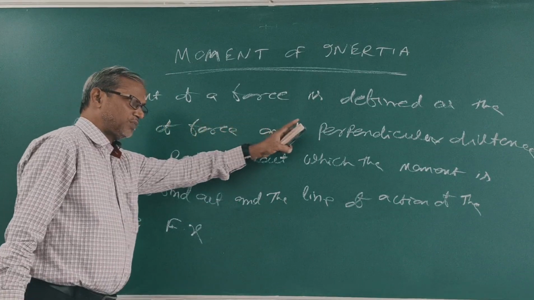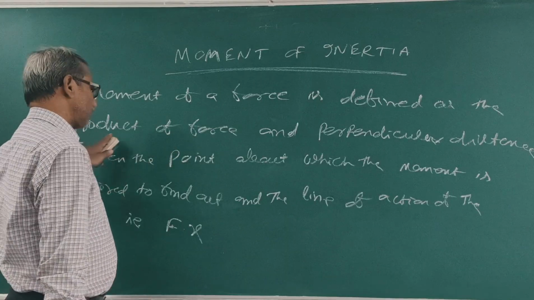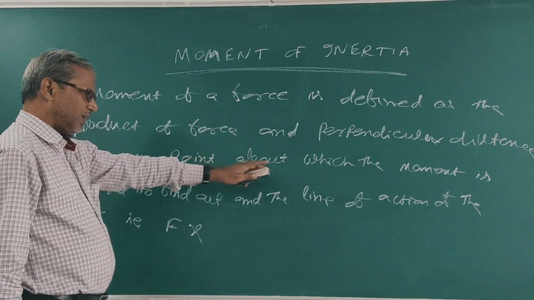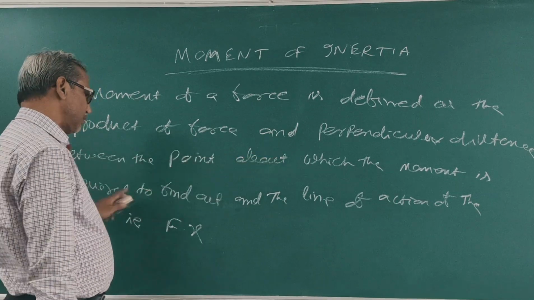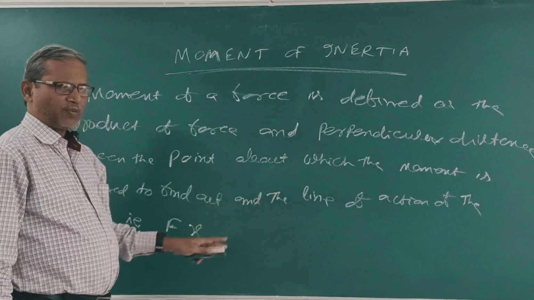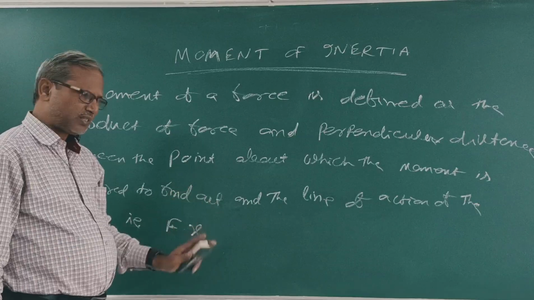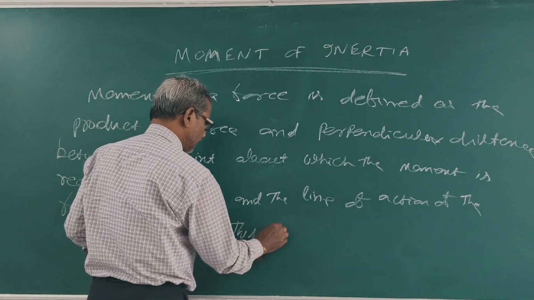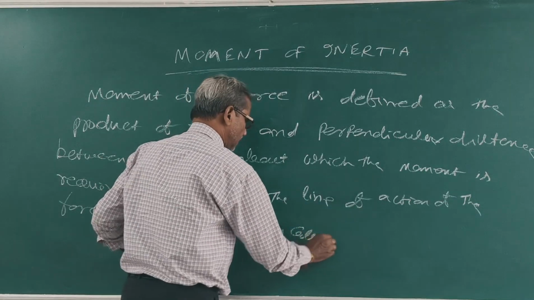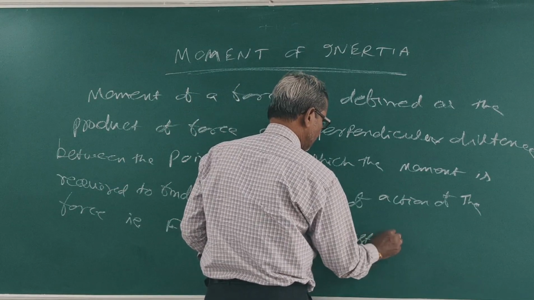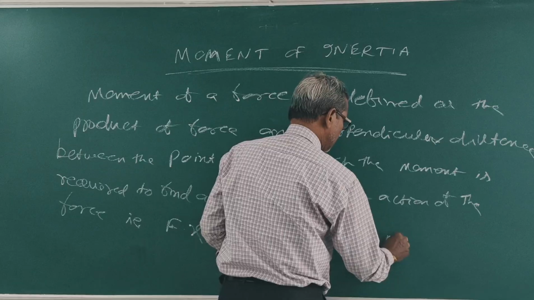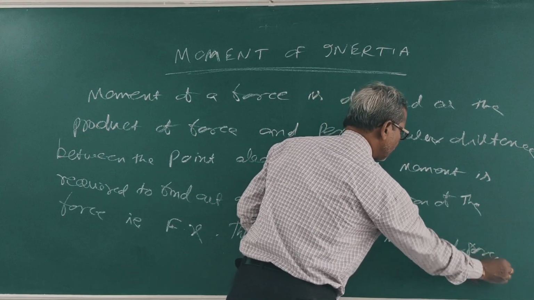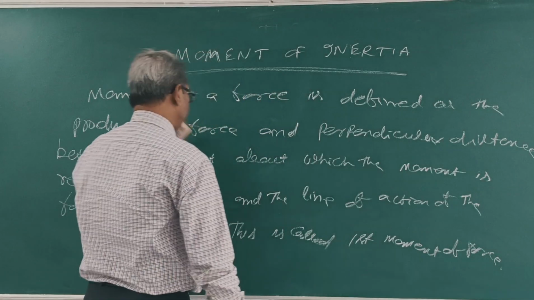The moment of force is defined as the product of force and the perpendicular distance between the point about which the moment is required to find out and the line of action of the force. That is F into x. This is called first moment of force. Clear?